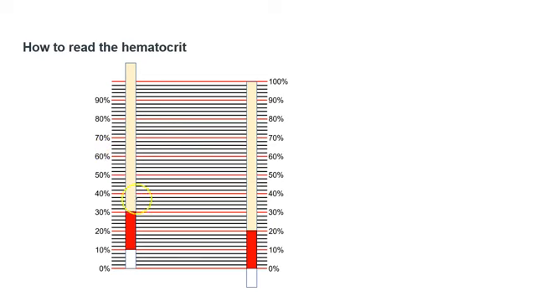Now let's practice. On this picture, you can see two examples. Let's see what would be the hematocrit for each of these. I'm going to give you a minute to find out.